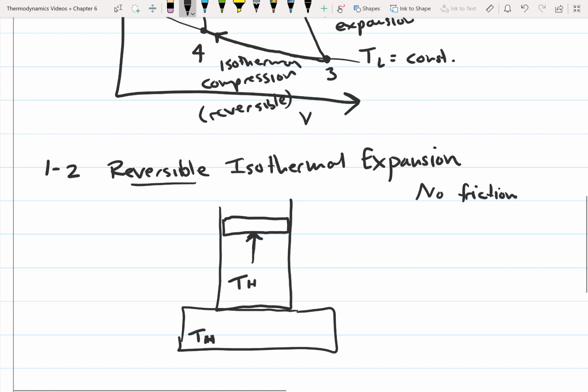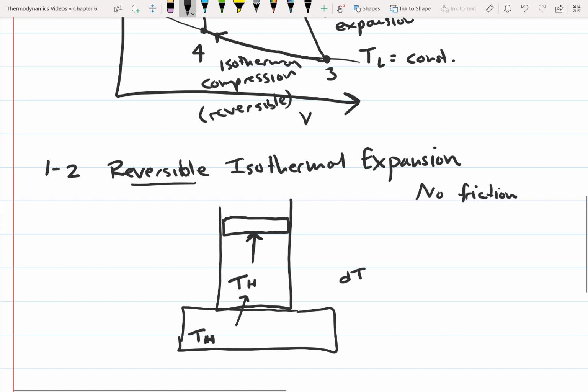And so what's going to happen is, as the gas expands and it cools, some heat is going to be transferred from this high temperature reservoir to the gas, and it's going to maintain the gas at the temperature T high. Well, the only way that this heat transfer can be reversible is if the temperature difference between the gas in the piston cylinder and the gas in the reservoir is infinitesimally small. So basically the temperature difference has to be dT.